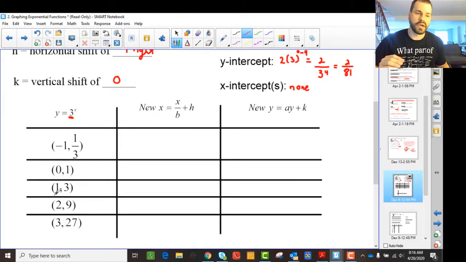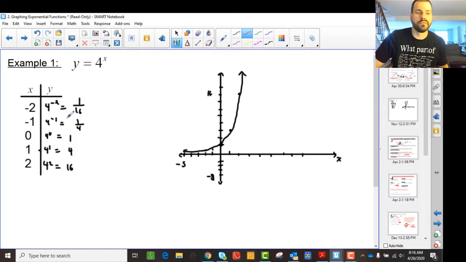Okay, but I'm using those x values, and then I'm finding the y value associated with the base that I have. So in this case, the base is 3. So that's where the 1/3, the 1, the 3, the 9, and the 27 are coming from. If you jump back, when we used 4, it was 1/16, 1/4, 1, 4, and 16.